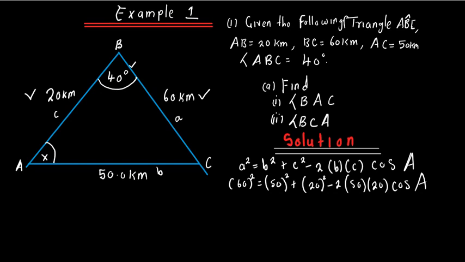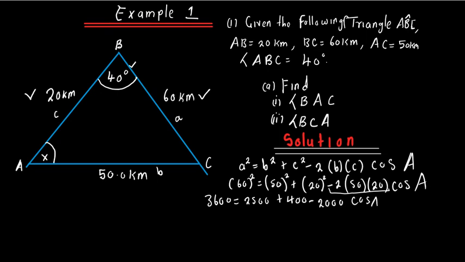60 power 2. Of course, we're getting 3,600. So this is going to be 50 power 2. This is going to be 2,500. Plus, this is going to be 20 power 2. This is going to be 400. Minus. So you can punch from here up to here. So this is going to be negative 2 times 50 times 20, and of course we're getting a negative 2,000.